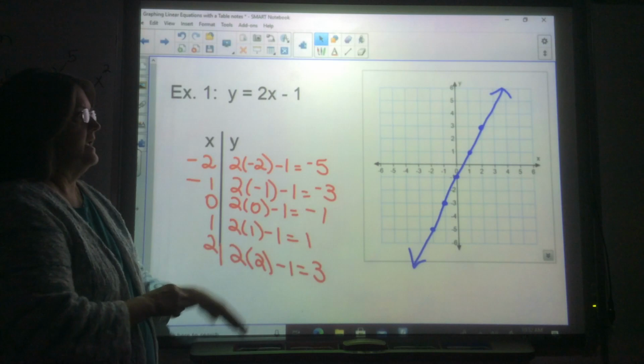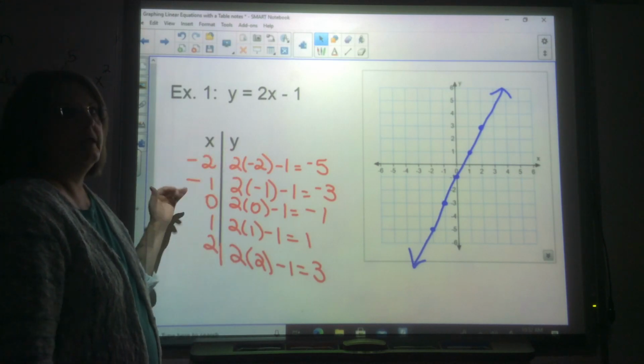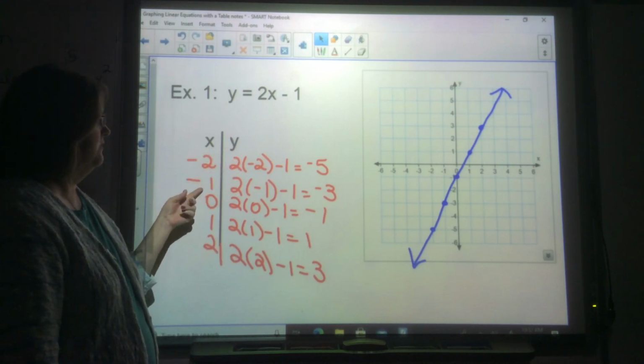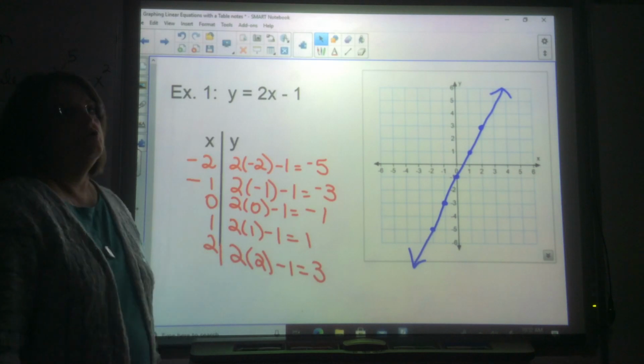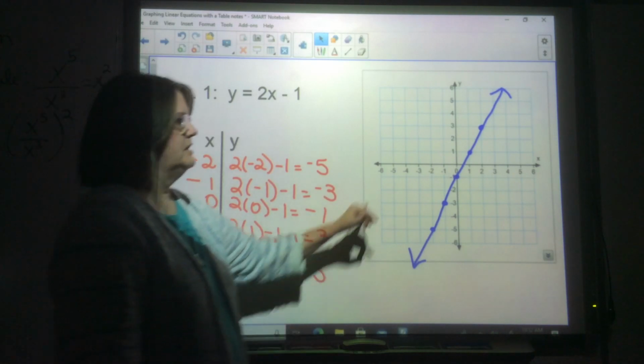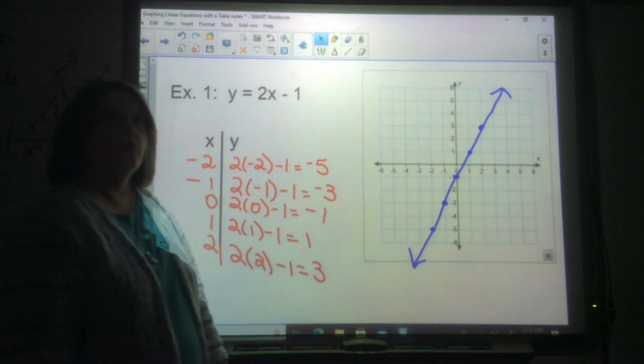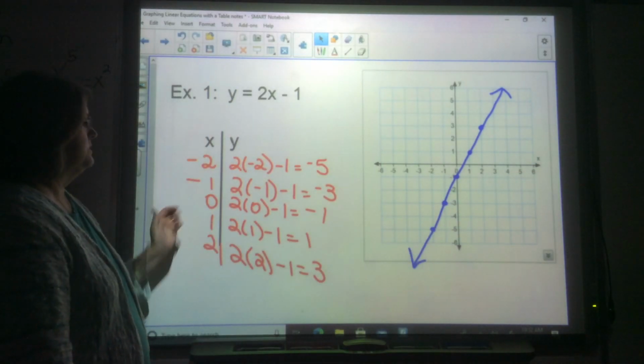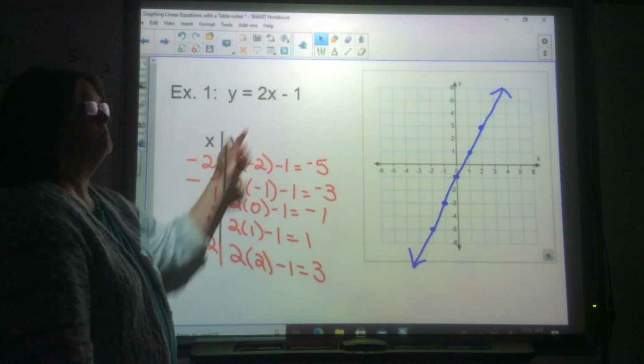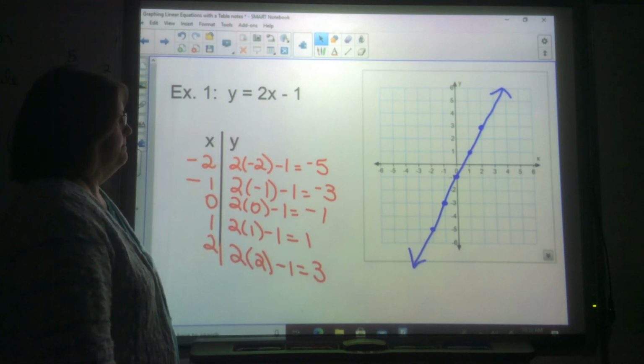So I've just taken my XY table and I've just written -2, -1, 0, 1, and 2. You could write any numbers you wanted to. You need to make sure they fit on your graph grid. But that's it. So I usually go -2, -1, 0, 1, 2 unless I have a fraction. Then I change that up based on the fraction.